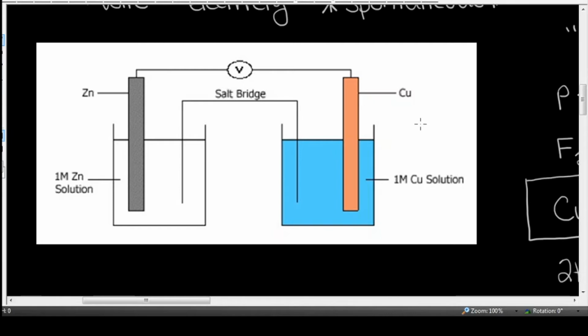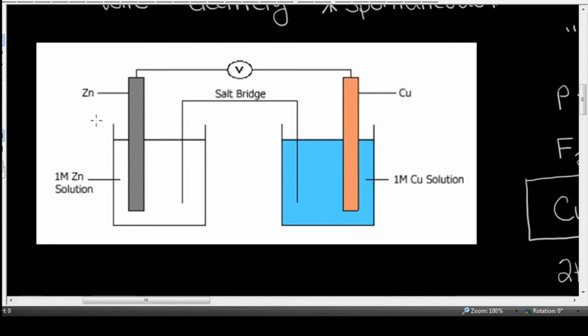So pause the video and go ahead and diagram for yourself this electrochemical cell or this particular setup. This setup can be between any different number of species. This happens to be a zinc and copper electrochemical cell, but it doesn't have to be. So go ahead and pause and draw that.